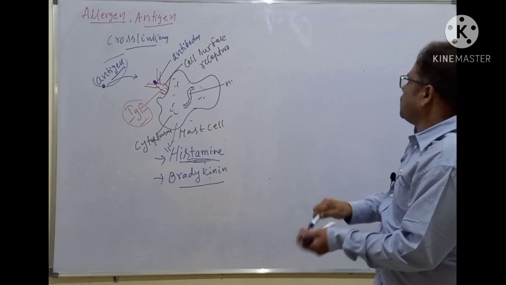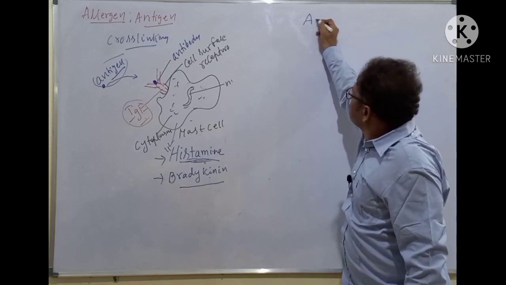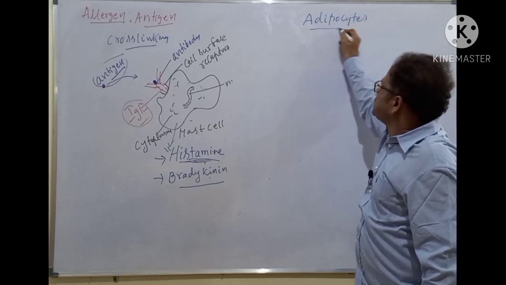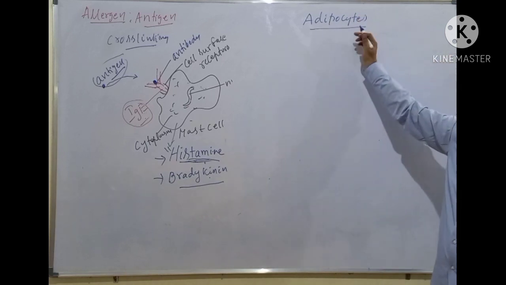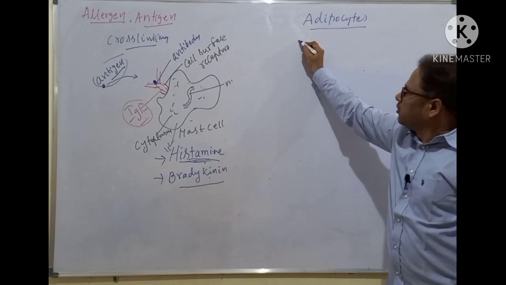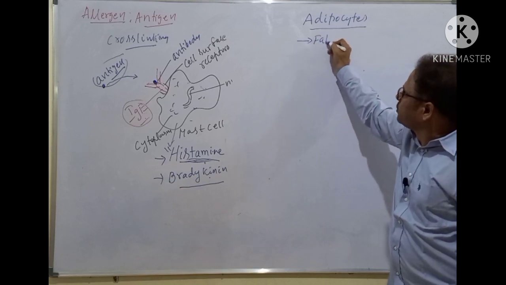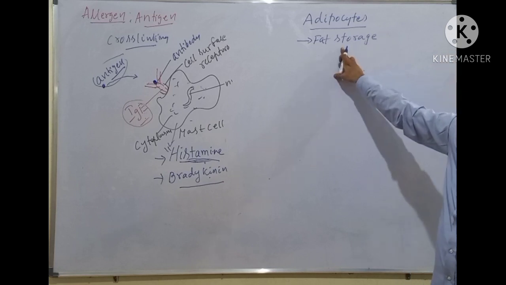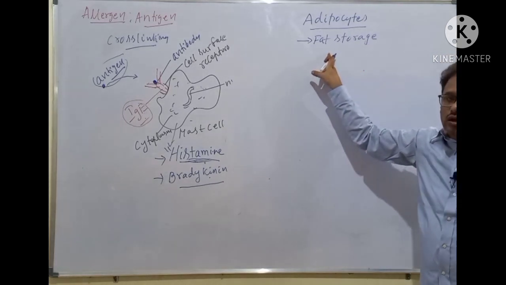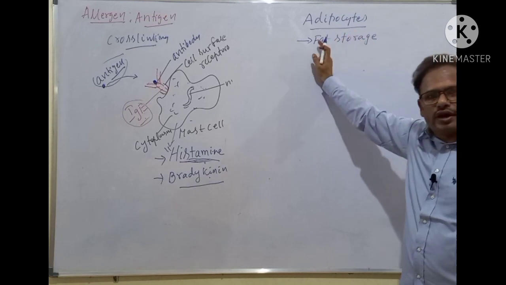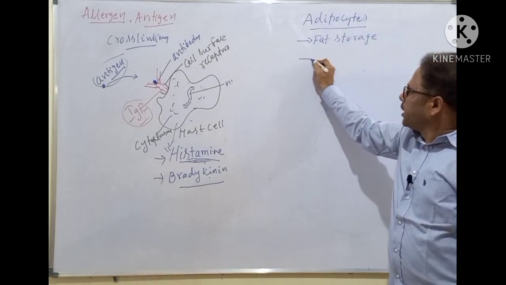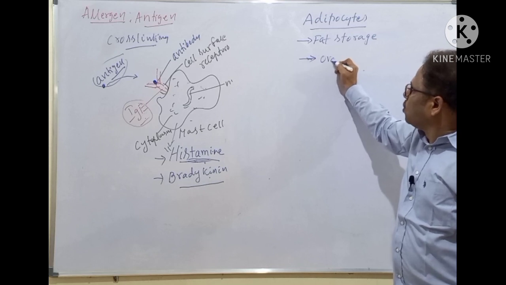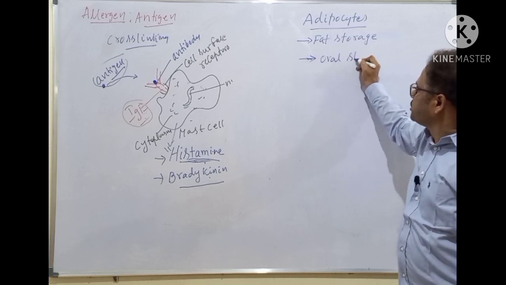So next type of cells are the adipocytes. Cyte means a cell. What is a cyte? Cell. The cell which is specialized for fat storage and present in the areolar tissue is called the adipocyte. Adipocytes are oval shaped structures, oval shaped.